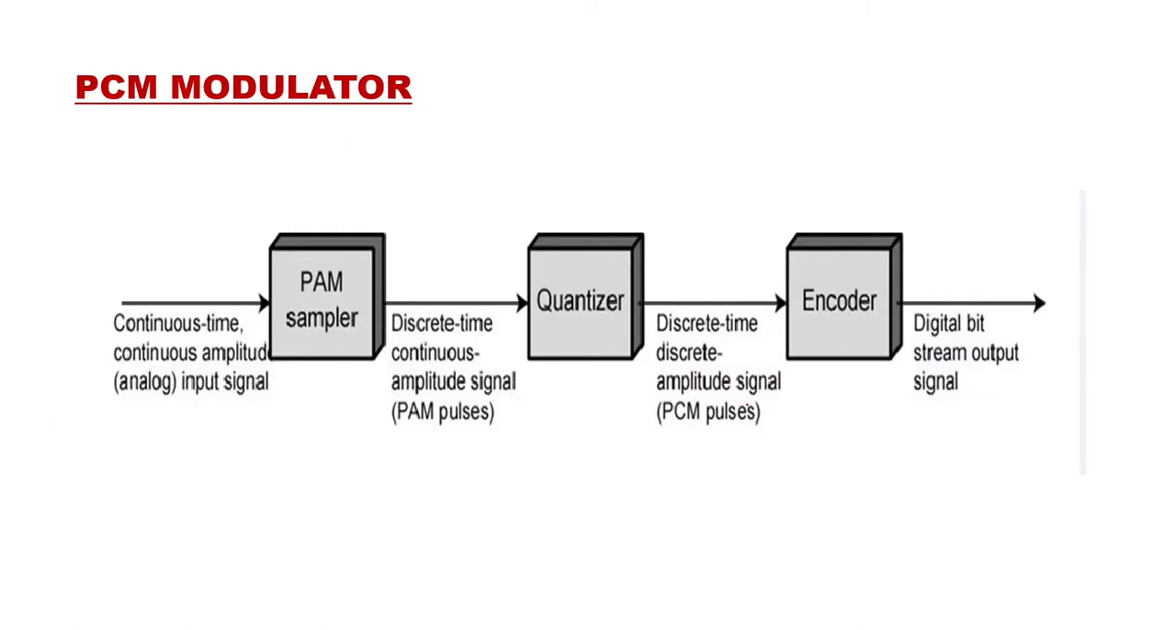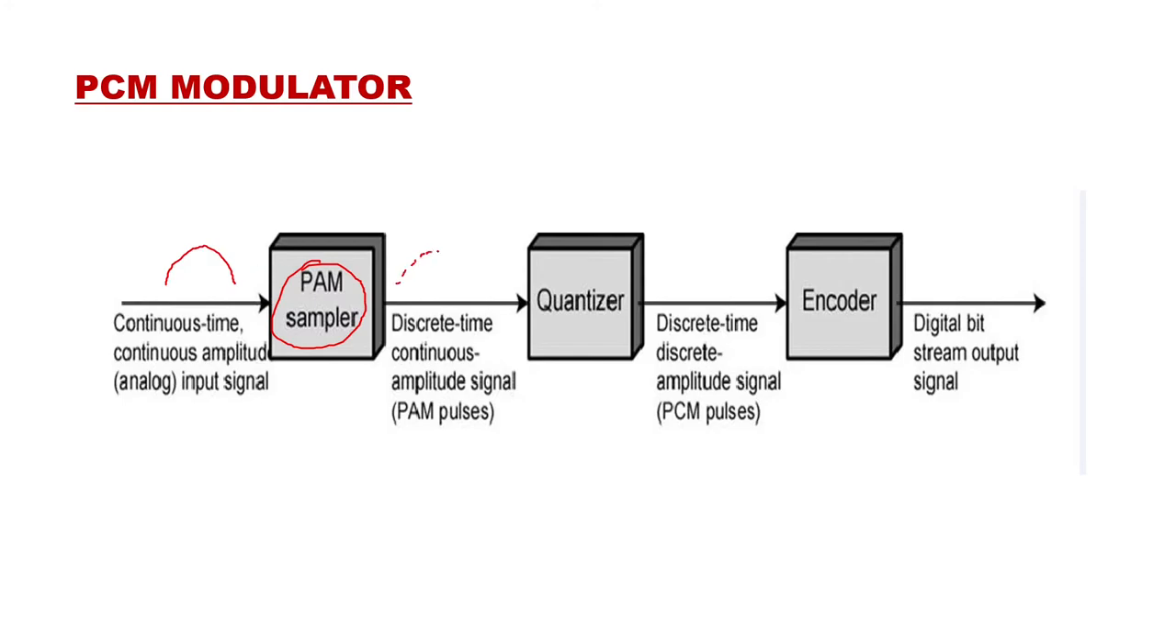Now practically, if you speak only about the PCM modulator, then in the PCM modulator you have three sections. One is the PAM sampler, which is going to produce the samples. The first one here, the PAM sampler, will produce samples from your analog signal. This is the analog signal.